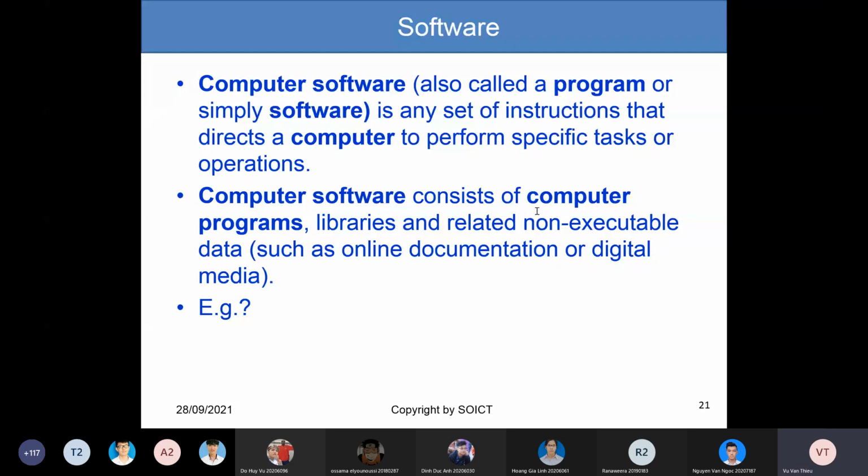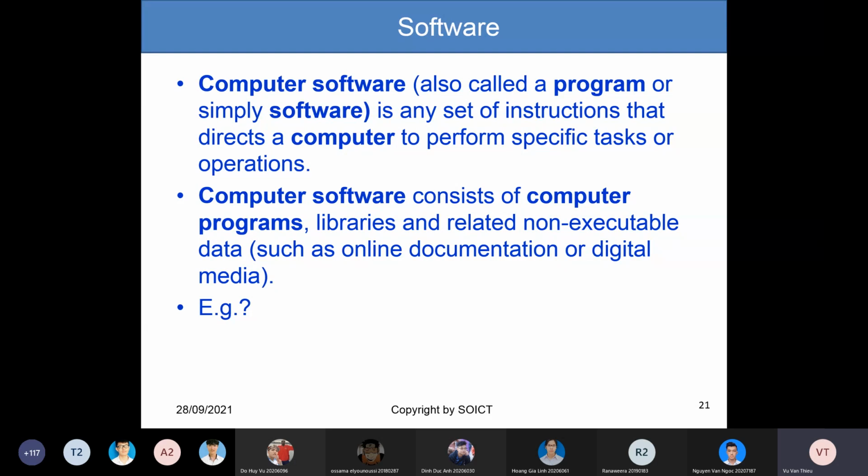Nguyễn Giang Nam, can you give an example of computer software? Nguyễn Tuấn Đức, can you give an example of computer software?